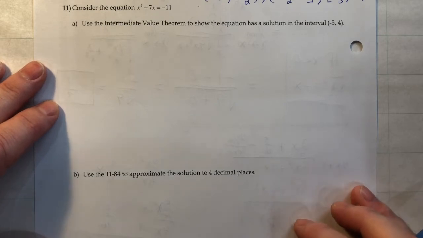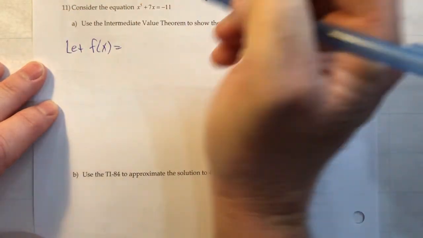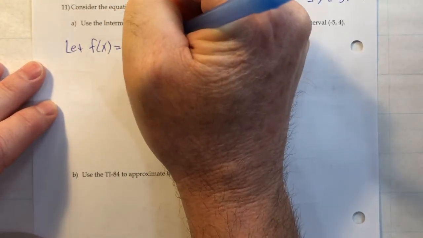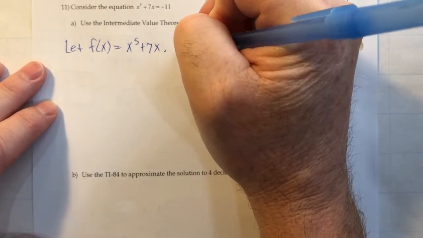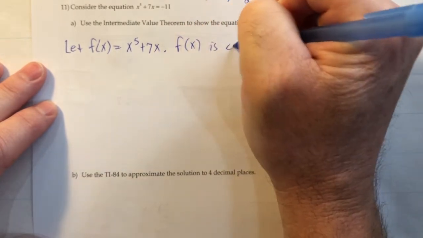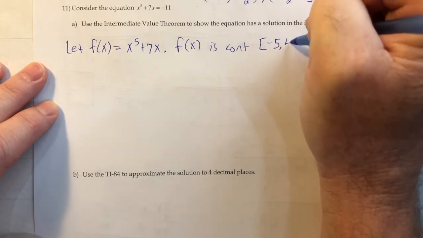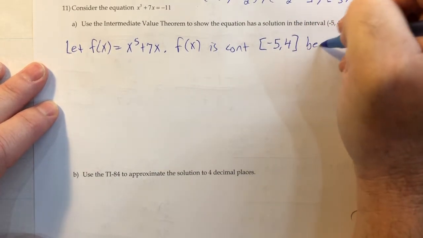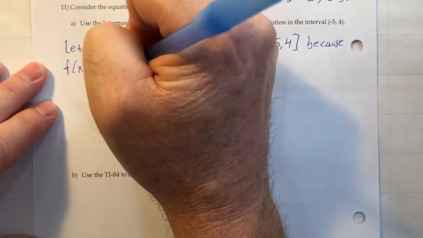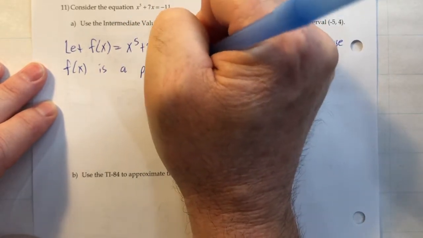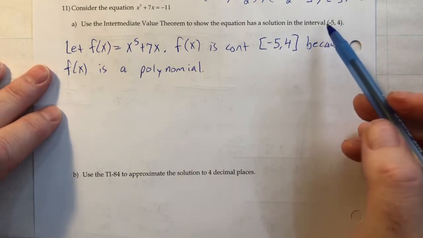So first of all, to use the intermediate value theorem, you need a function. So I'm going to let f of x equal the left side of that equation, which would be x to the 5th plus 7x. What's nice about that is that's a polynomial. So we can say that f of x is continuous over the closed interval corresponding to this one, which is negative 5 to 4. And we can say that because f of x is a polynomial. And to be able to use the intermediate value theorem, you need your function to be continuous on the closed interval that corresponds to this.